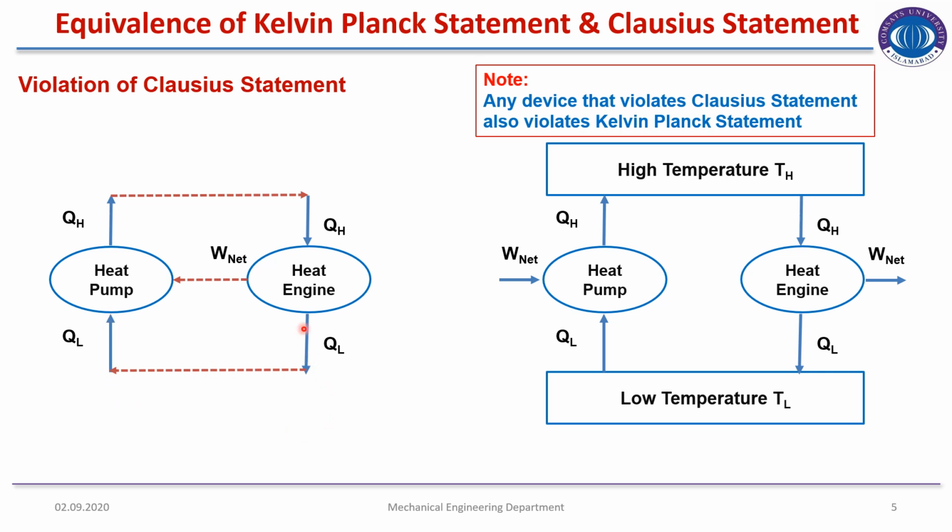Therefore the output of heat engine QL is equal to the input of heat pump QL. So here is a note: any device that violates Clausius statement also violates Kelvin Planck statement. So we have to remember what the Kelvin Planck statement and Clausius statement were. One said that it is impossible, as you can see that there is no thermal energy reservoir to eject heat, and no net amount of work is done.